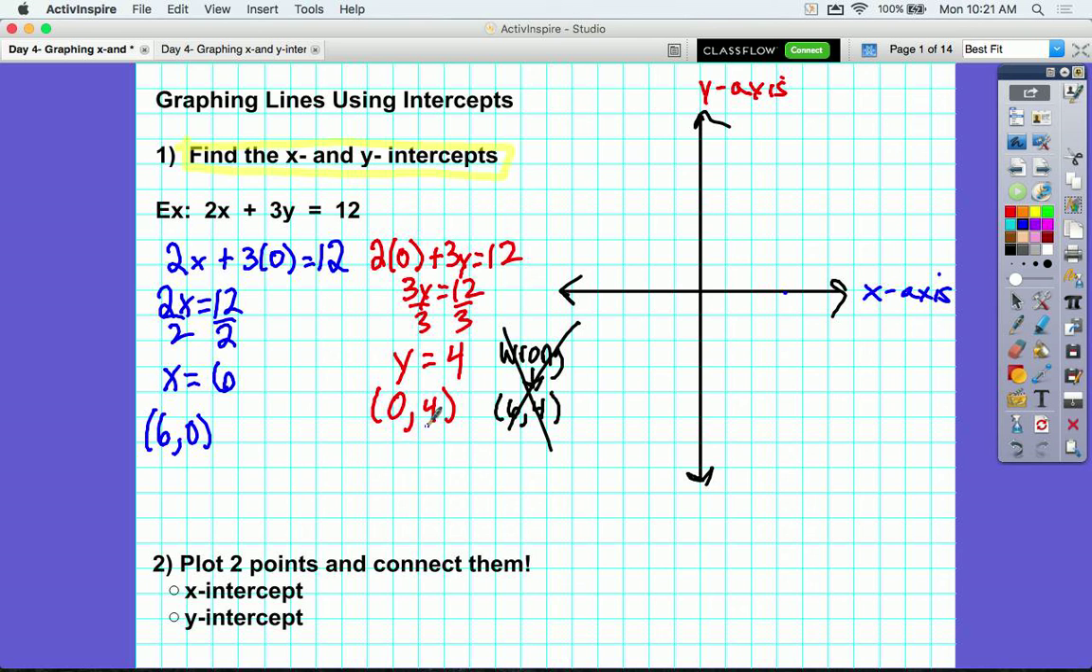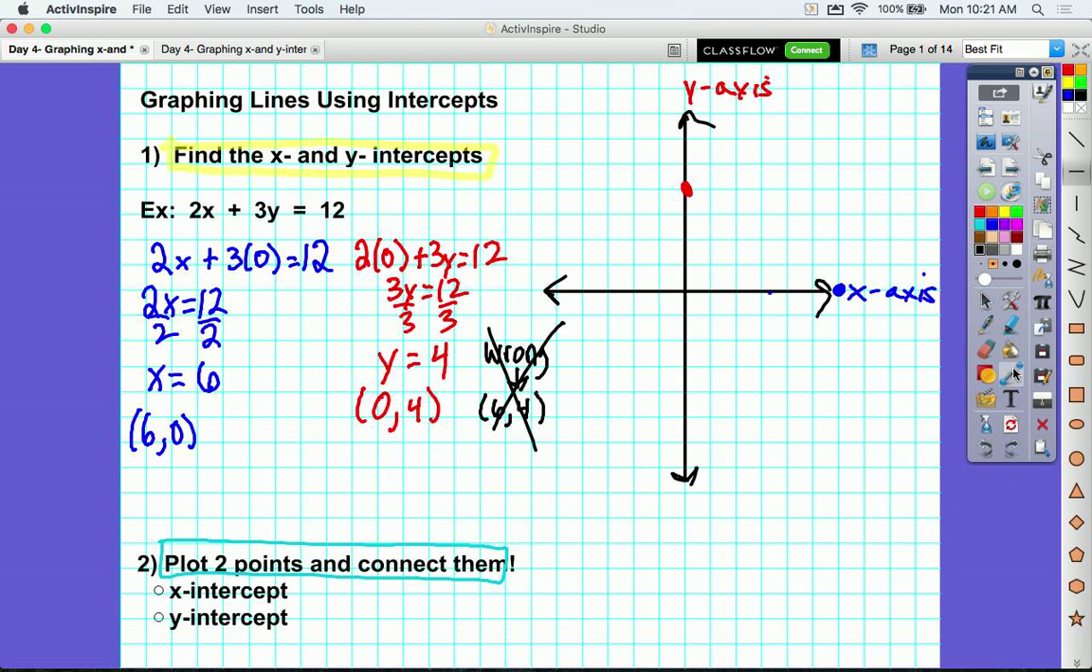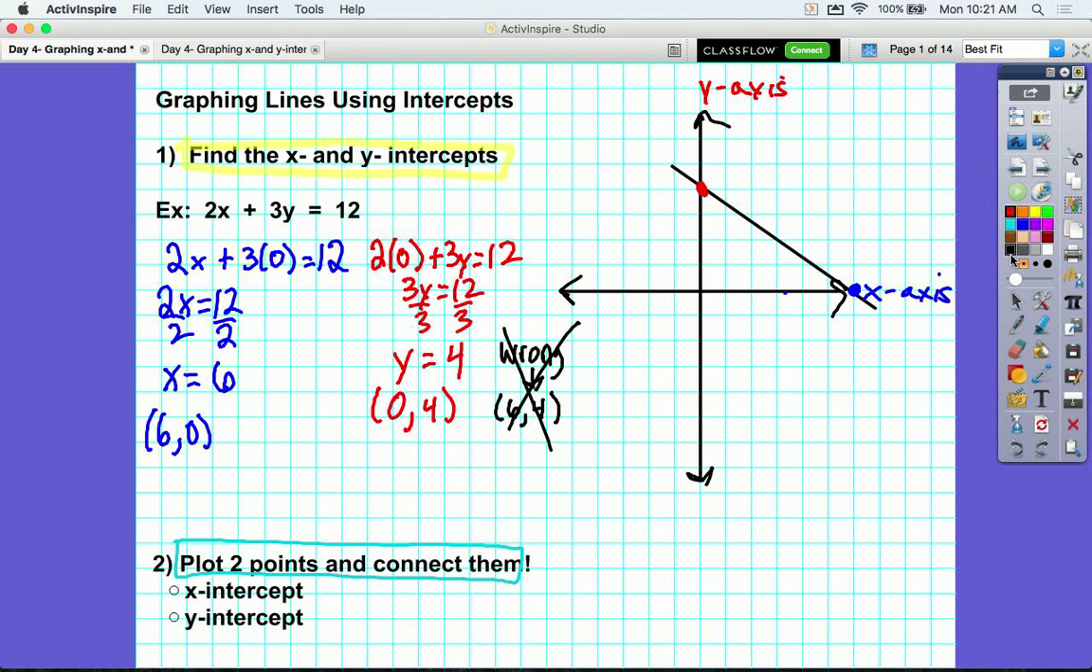Now we're on to step 2, which is where we are going to take those 2 points that we know how to find and plot them and connect them. So I've got a point at 6, 0, 1, 2, 3, 4, 5. I'm a little off the line there, but that's okay. 6, 0, and 0, 4. Now that I've got those 2 points, and these are the only 2 points that I'm going to plot, I'm ready to connect them. So I've got my x-intercept, my y-intercept, and I connect them. And there's the graph using x and y intercepts.